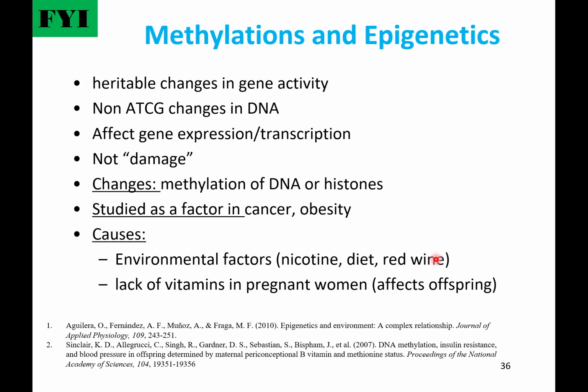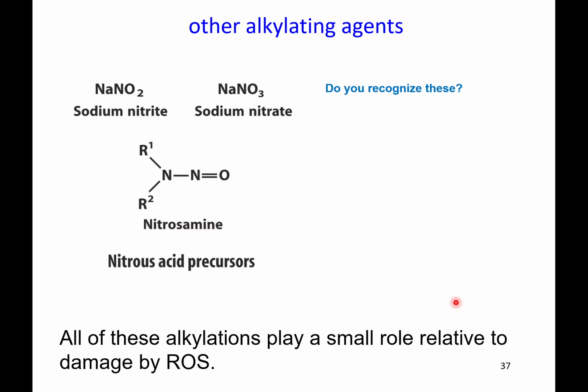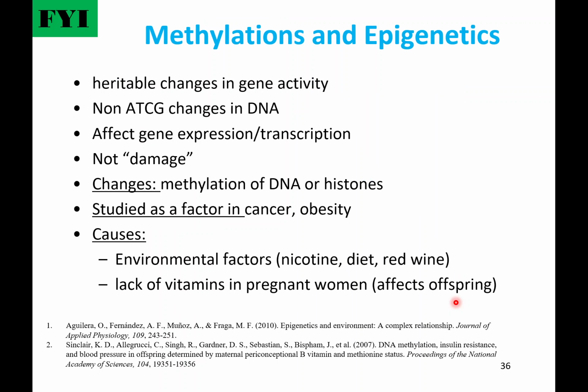It's thought that lack of vitamins in pregnant women can also affect the offspring in negative ways epigenetically, right? So it's not altering the baby's genome, but it's altering how the genes are expressed in the baby. Okay. Which is a little bit kind of scary, right? Like if you're pregnant and you don't take enough vitamins, that can affect your offspring, not just when they're born, but potentially their entire life if these are not reversible changes.